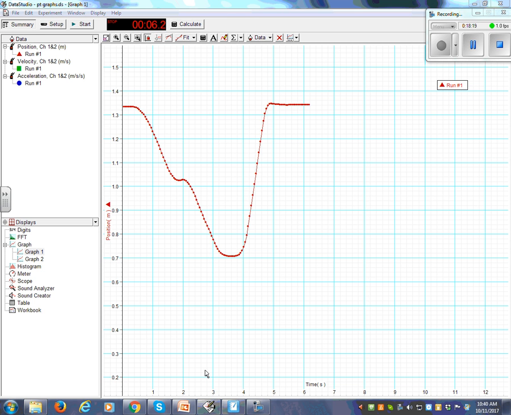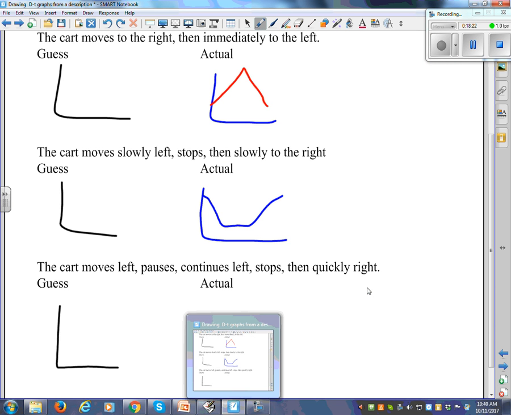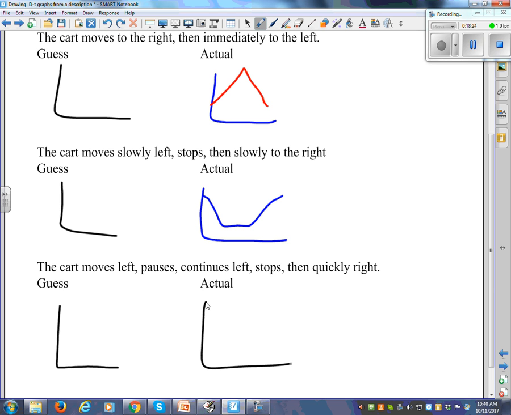So that's going to be like this. Pause is just sort of like a little bump, and then back down again, and then stop, and then quickly right. Oh, quickly right. So that should be steeper, right? Are you getting the hang of things here? Yeah?